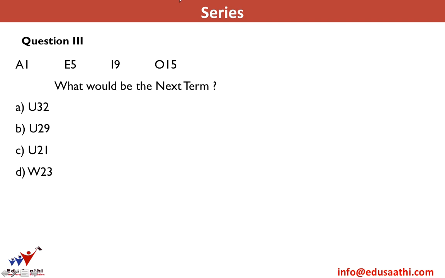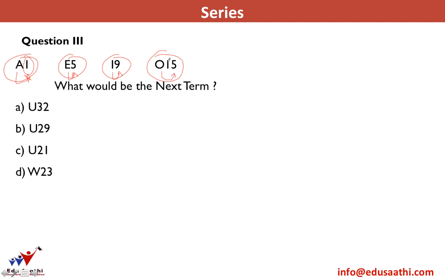Let's try out the third question. I have A1, E5, I9 and O15. One thing I'm sure of is that A is the first letter in the alphabetical series, that is why I have A1. E is the fifth letter, that is why E5. I is the ninth letter, that is why I9. And O is the 15th letter, therefore O15.